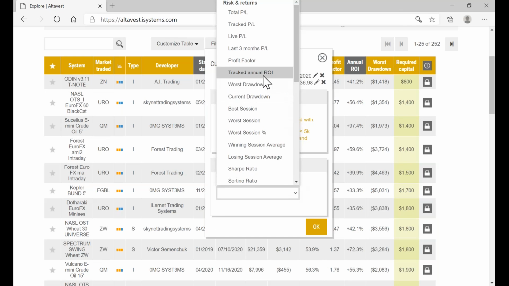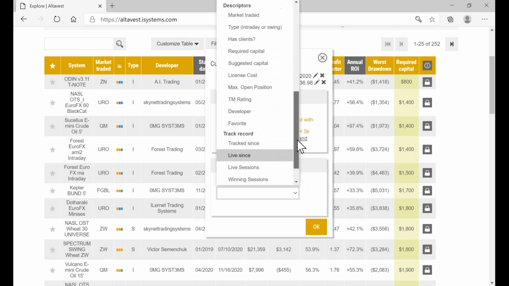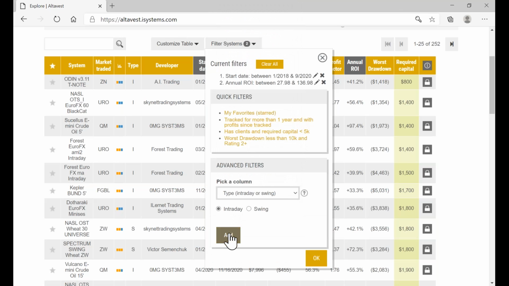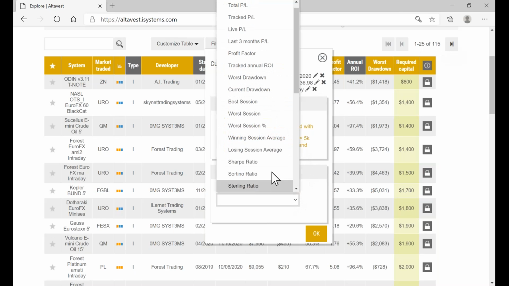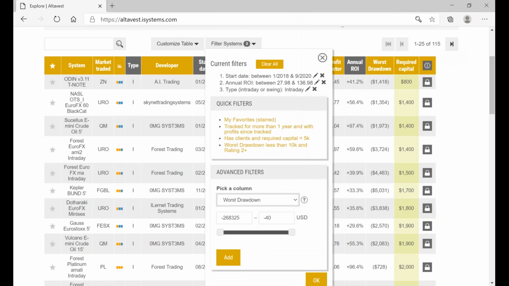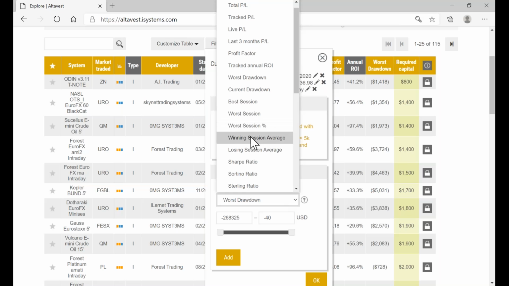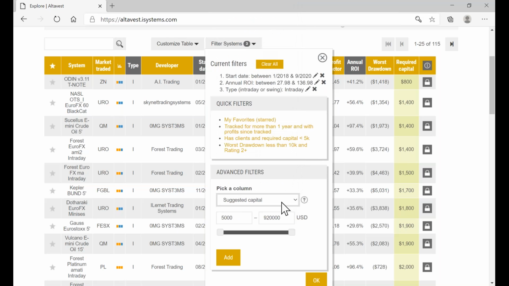So, and beyond that, how about one more? How about, because I don't want to waste time going too deep into this, there's no need to do that. How about intraday systems? So 115. So now you have 115 to look through and filter for and review. But of course, you'd want to go probably even more granular. You'd want to look at your worst drawdown. For example, you might want to look at perhaps the cost of the license or suggested capital. Let's look at suggested capital.